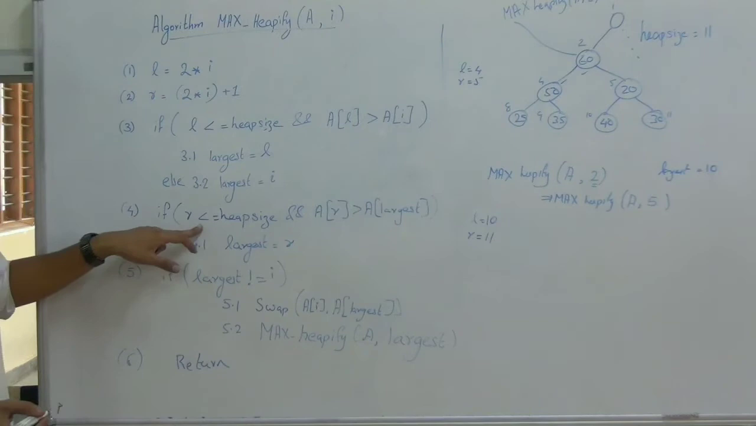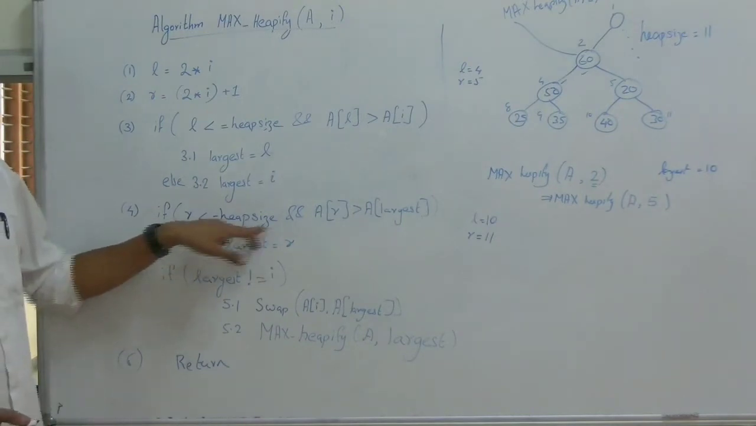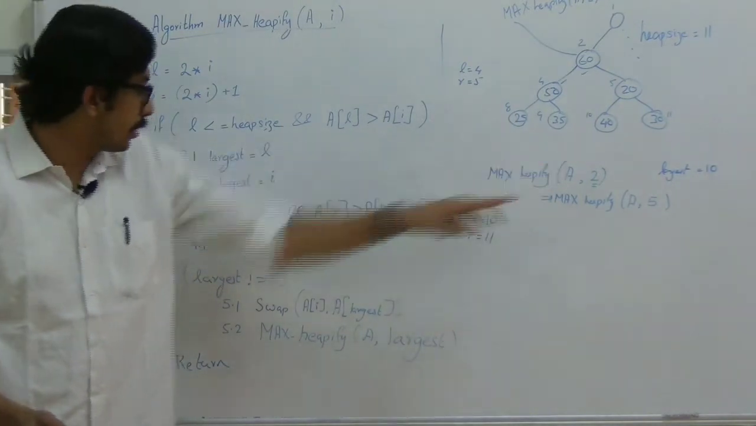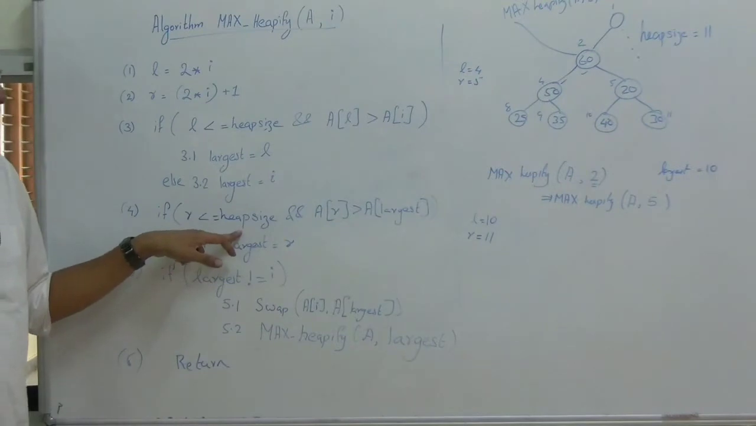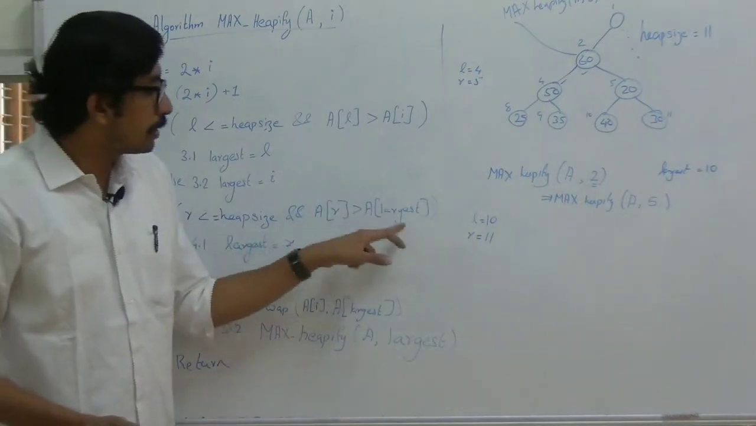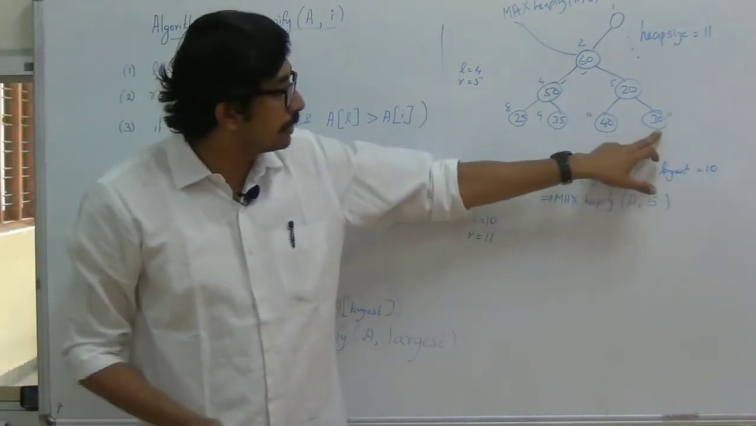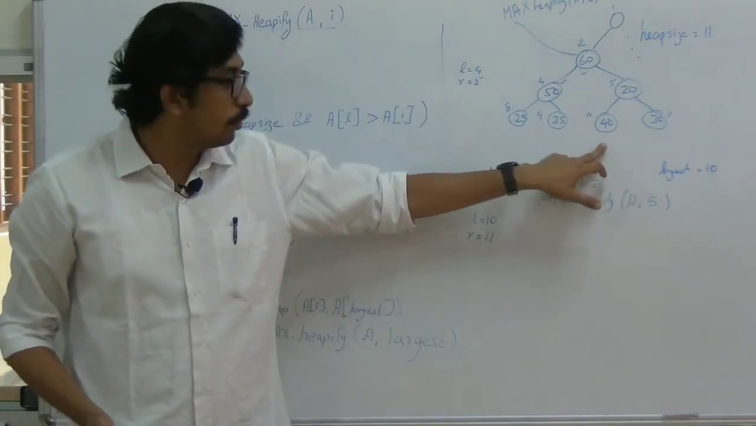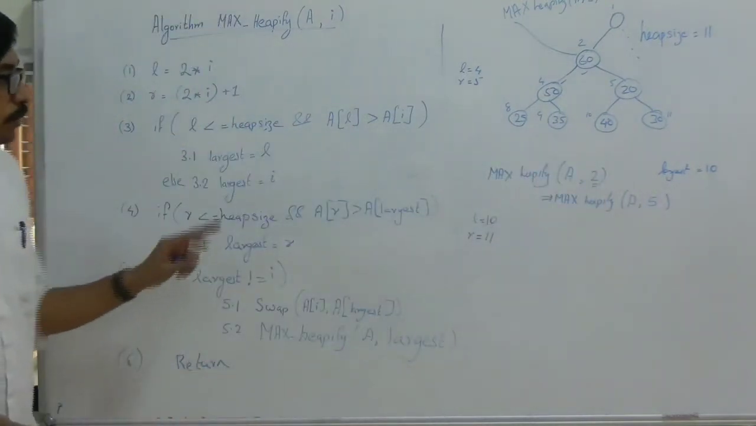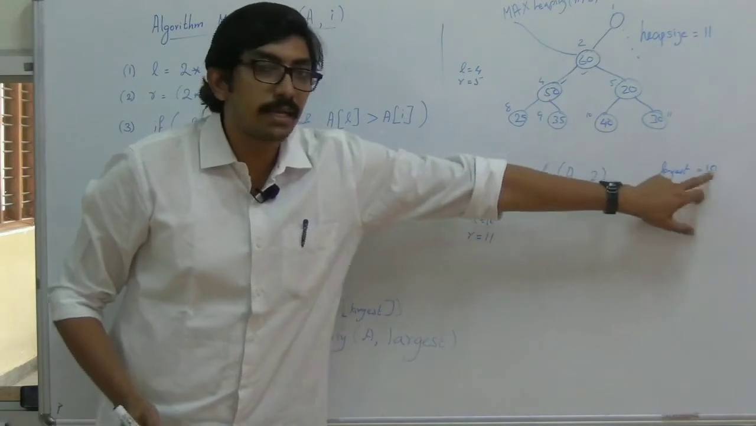Next we are checking whether R is a valid node. Yes, 11 less than or equal to heap size. So it is a valid node. Whether A[R] is greater than A[largest]. Whether 30 is greater than 40. No, the condition is false. So largest will remain as 10 itself.